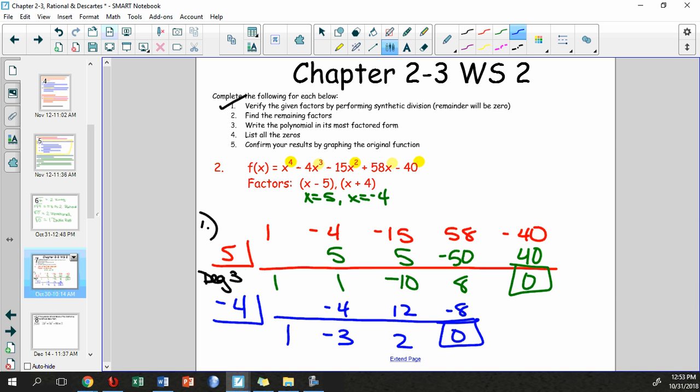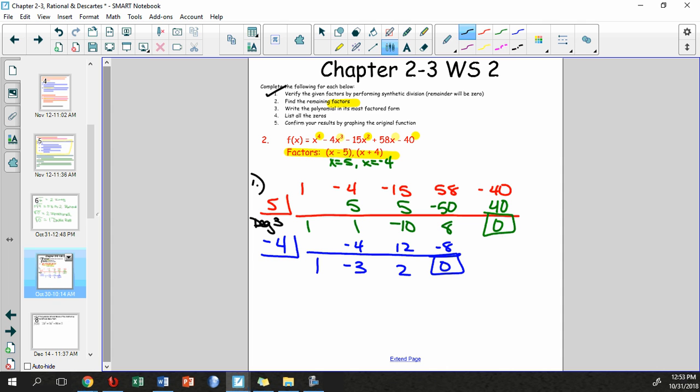Part 2, it says find the remaining factors. Okay, well, wait a minute, folks. This is a factor. So I need my factors that I'm going to come up with to look like the factors in my original problem. Can you understand that? So how do I do this problem? Part 2. What is the remaining polynomial? X squared. And that is going to equal 0.